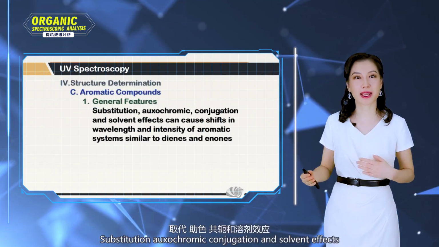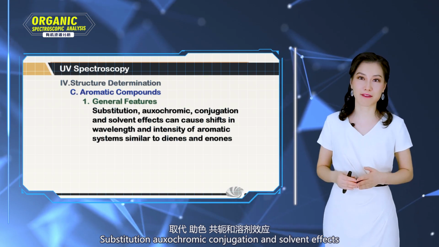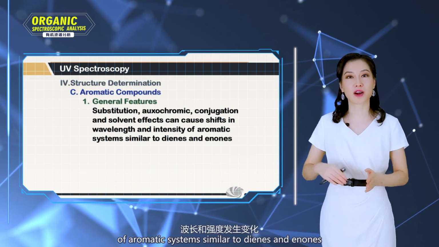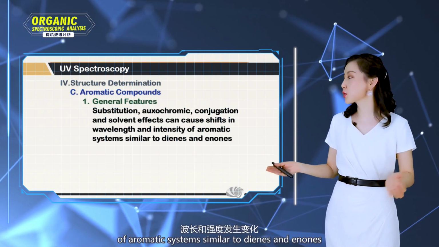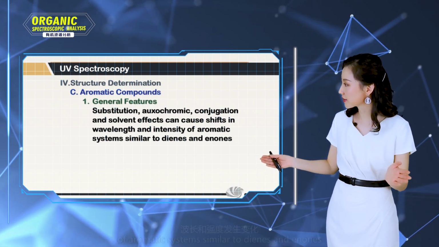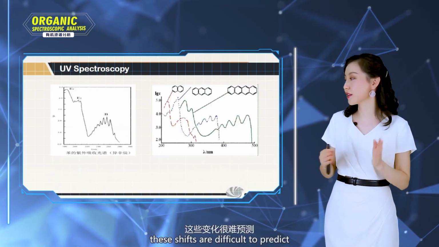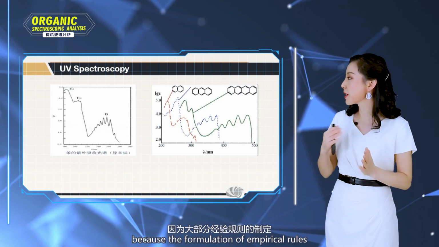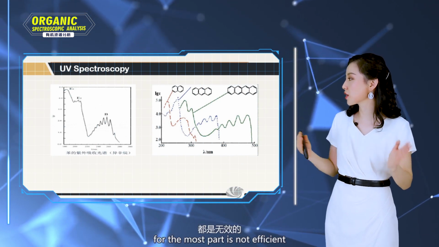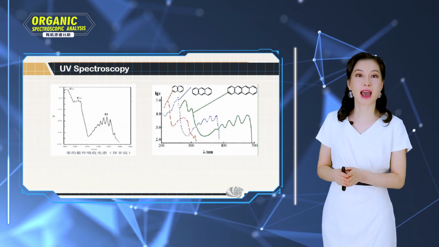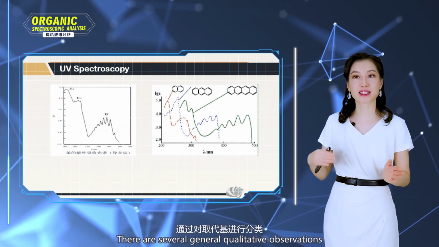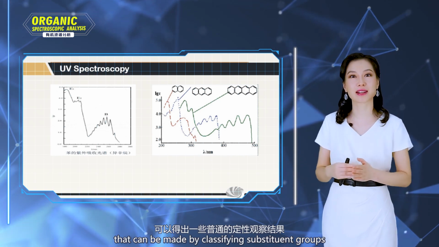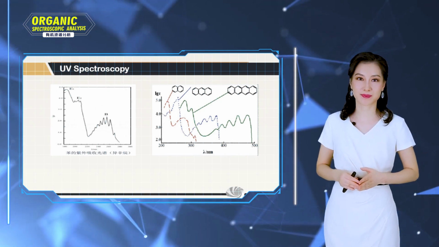Substitution, auxochromic conjugation, and solvent effects can cause shifts in wavelengths and intensity of aromatic systems, similar to dienes and enones. However, these shifts are difficult to predict because the formulation of empirical rules for the most part is not efficient. There are several general qualitative observations that can be made by classifying substituent groups.